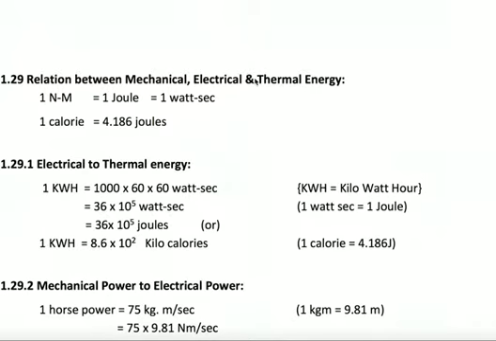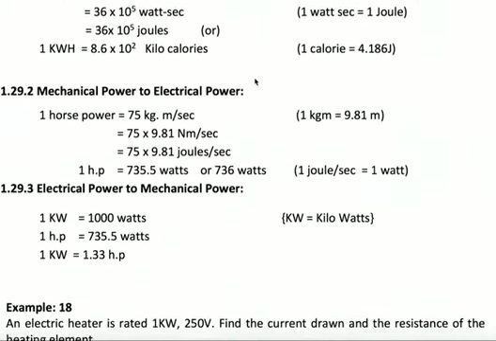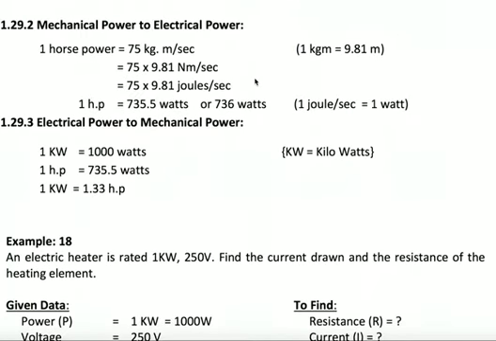So relation between mechanical, electrical and thermal energy. 1 Newton meter equal to 1 joule or 1 watt second. 1 calorie equal to 4.186 joules. That is the thermal equivalent calorie. Electrical to thermal energy, 1 kilowatt hour equal to 36 into 10 to the power 5 joules. 1 kilowatt hour equal to 8.6 into 10 square kilocalories. Mechanical power to electrical power, 1 horsepower is 735.5 watts or 736 watts.